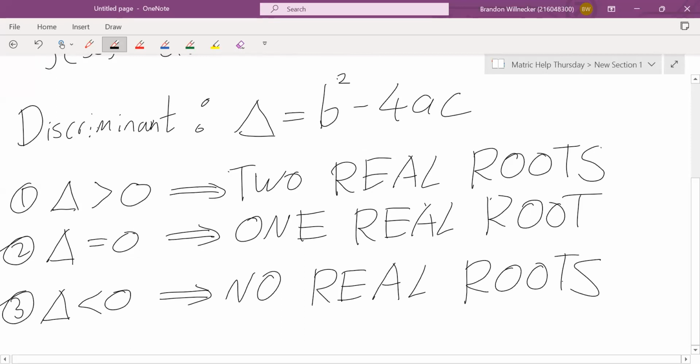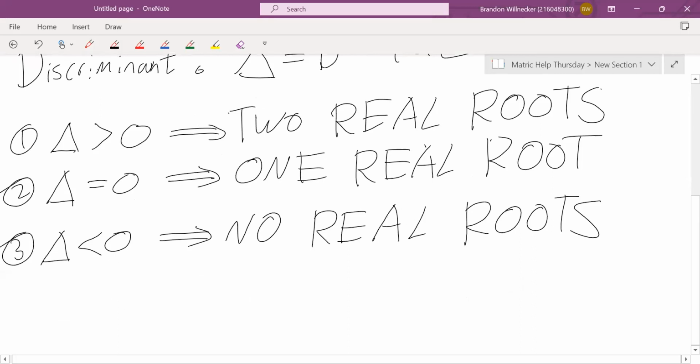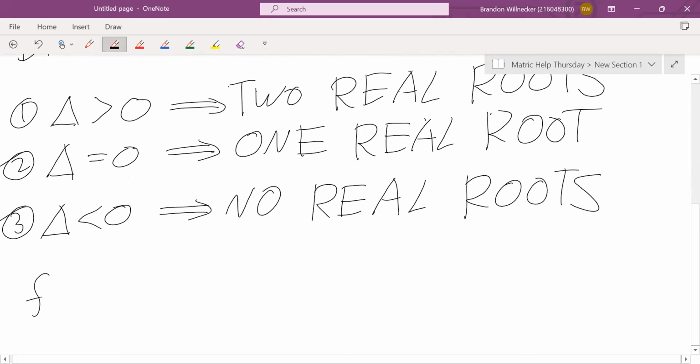In other words, the parabola is not cutting through the x-axis. Okay, we have no real roots there. Okay, so let's take a look at an example with this. Let's come up with some function.